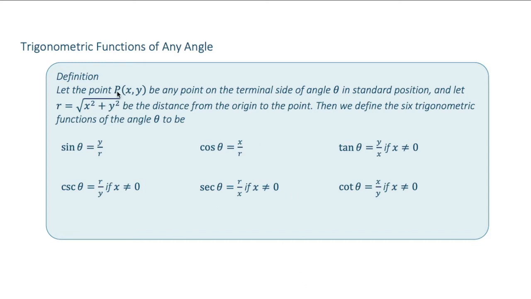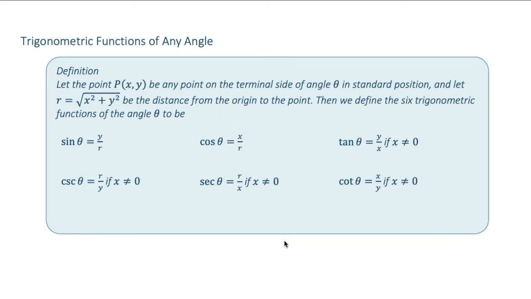We're going to look at a point. We're going to call it P, which has coordinates x, y. And we're going to look at a point on a terminal side of an angle theta in standard position. And from that point, we're going to let r equal the square root of x squared plus y squared, where x and y are the coordinates of that point. And this is the distance from the origin to the point.